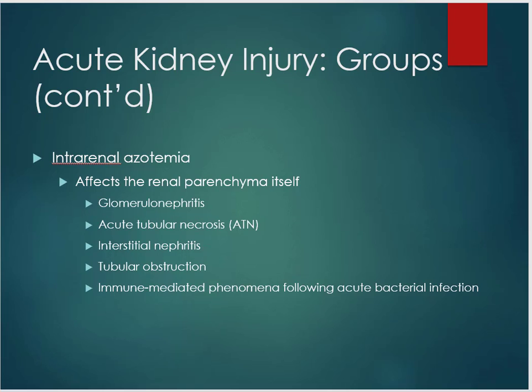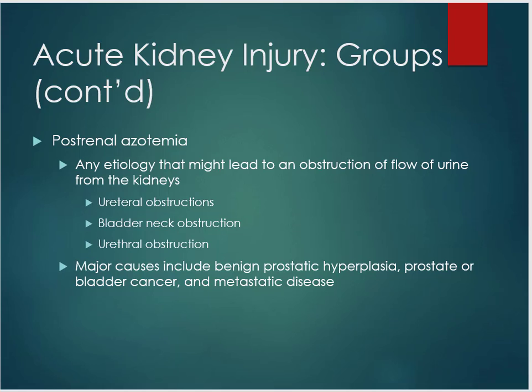And then the postrenal azotemia can be caused by any condition that leads to an obstruction of flow of the urine from the kidneys, such as ureteral obstructions, bladder neck obstructions, and urethral obstructions. Major causes include BPH, prostate or bladder cancers, and metastatic disease.